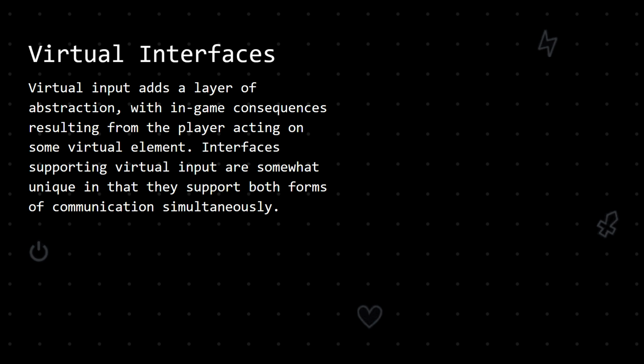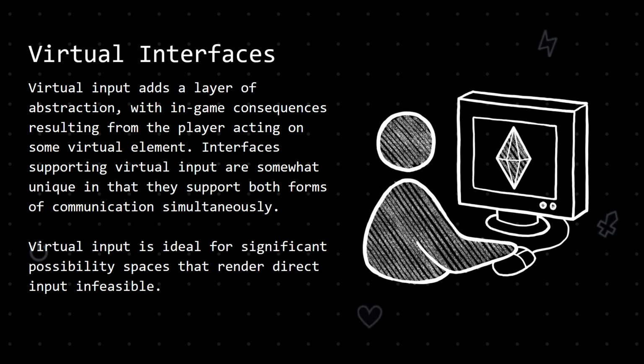We first introduced the concept of interfaces, facilitators of information exchange between players and games, in Chapter 2. Interfaces supporting virtual input are somewhat unique in that they support both forms of communication simultaneously. Virtual input elements don't just let players do something, they frequently tell the player something as well. Virtual input is ideal for situations with a significant possibility space, which renders direct input infeasible. It also works well in cases where conveying additional information to the player is preferable.